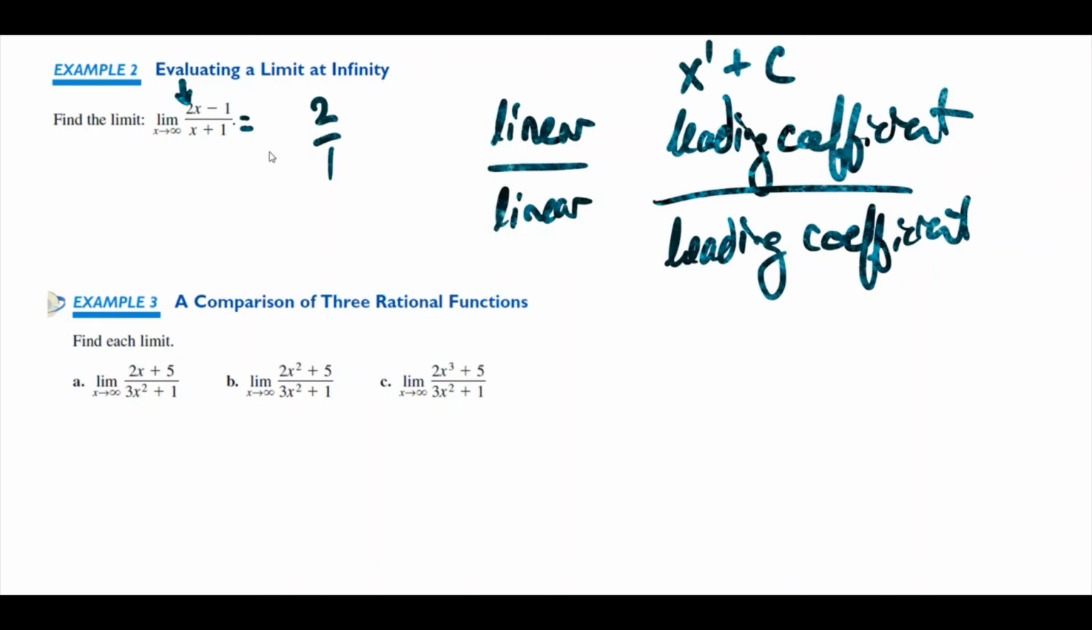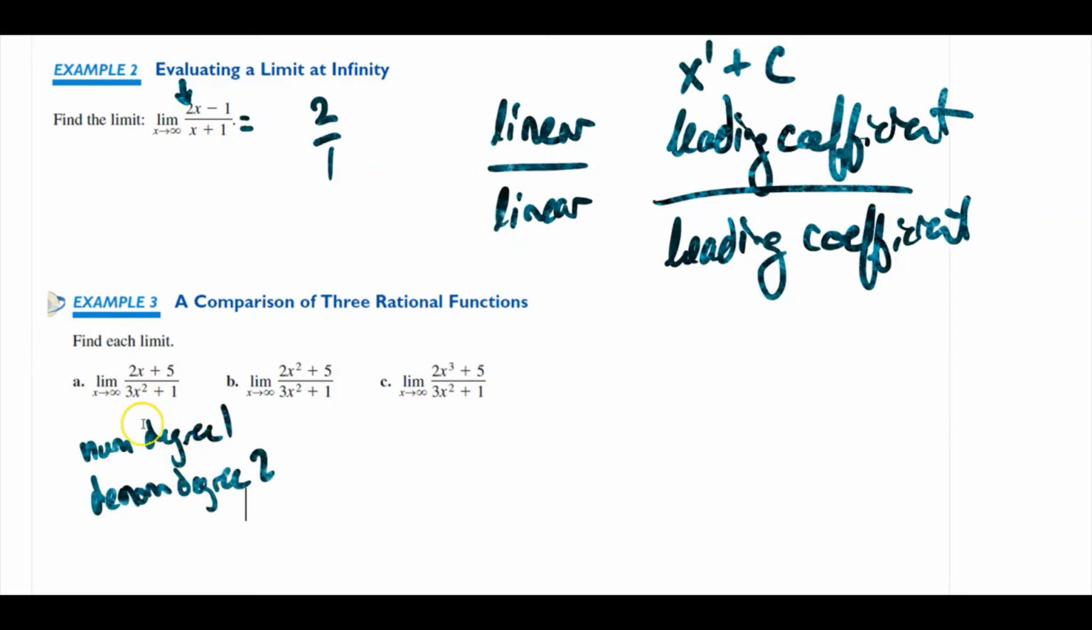So in example 3, this looks a little bit different because we're considering where we don't have the same degree in our polynomials, in our numerator and our denominator. So here, our numerator degree is 1, right? Because we have 2 times x plus 5, and our denominator degree is 2, right? Because we have 3 times x squared plus 1.